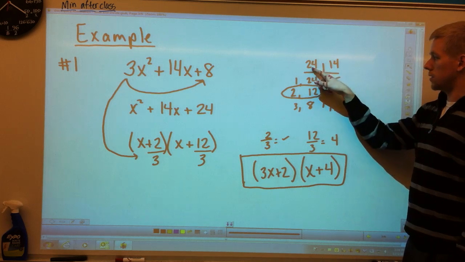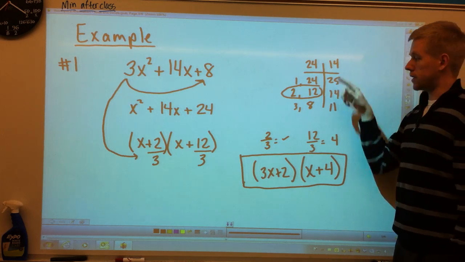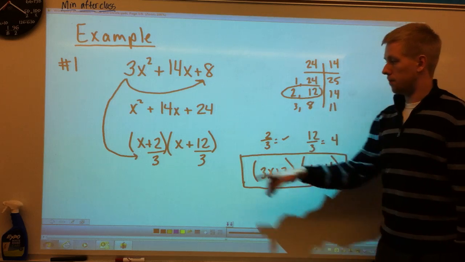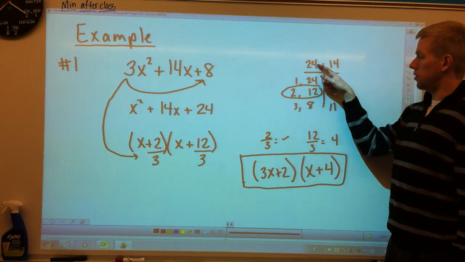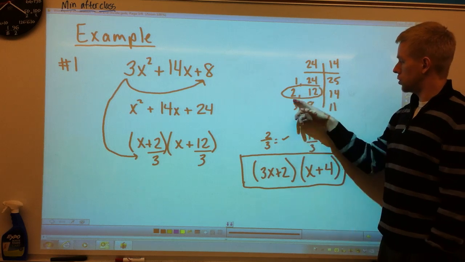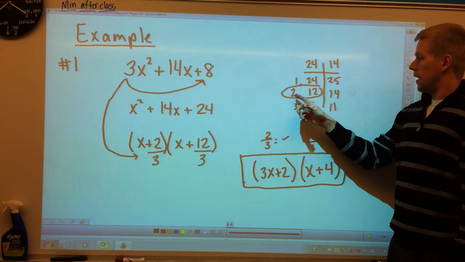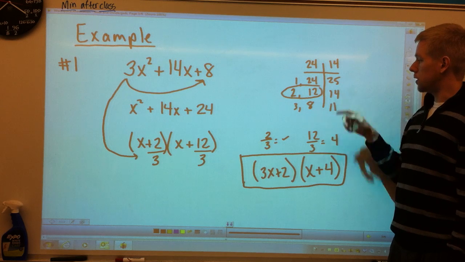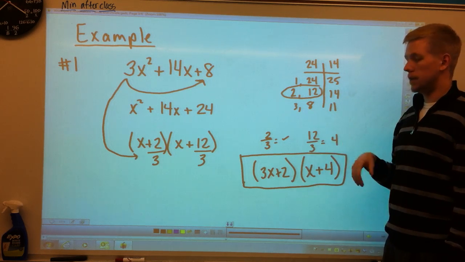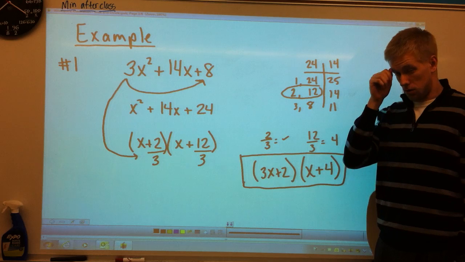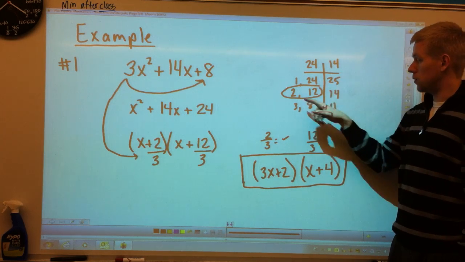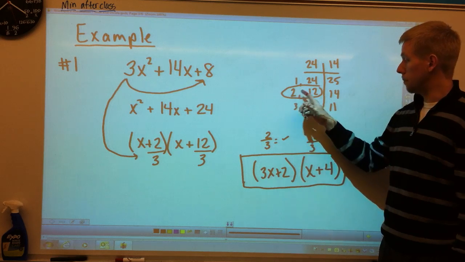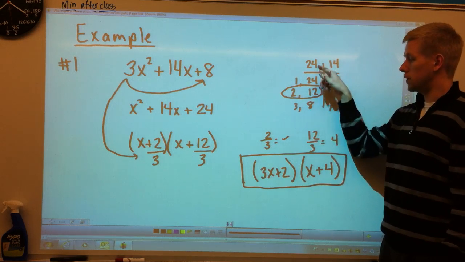Put it in our T-chart. Last 24, our middle number is 14. Then you just list the factors. They're both positive, so I don't have to worry about negatives in my signs. So list all multiples of 24. I got 1, 24, 2, 12, 3, and 8. And then I add across. 1 plus 24 is 25. 2 plus 12 is 14. 3 plus 8 is 11. So the one that wins for that 24 and that 14 was 2 and 12. Okay? 2 plus 12 is 14. 2 times 12 is 24.